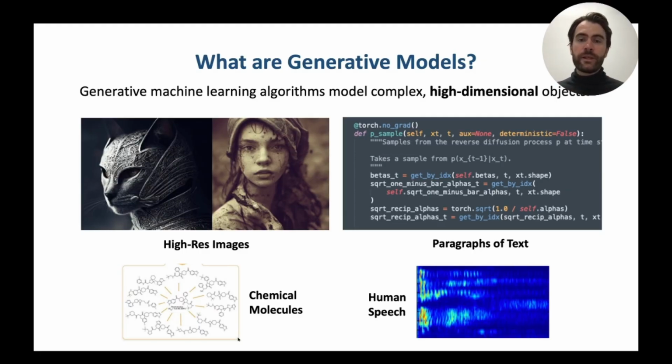Another example would be chemical molecules. You can represent a chemical molecule either as a long string of symbols, or you could also represent it as a 3D structure, perhaps as a 3D point cloud or another type of 3D representation. And that again corresponds to a complex high-dimensional input that a generative model will try to model.